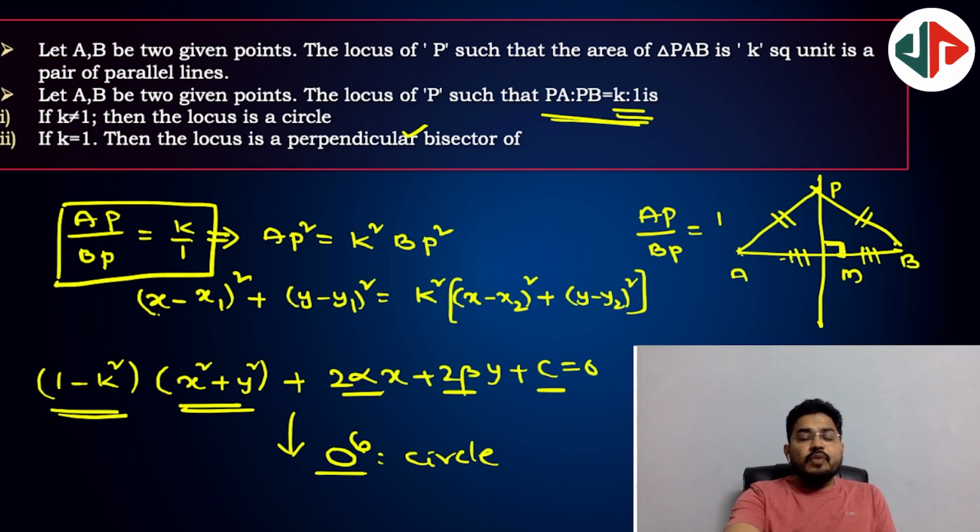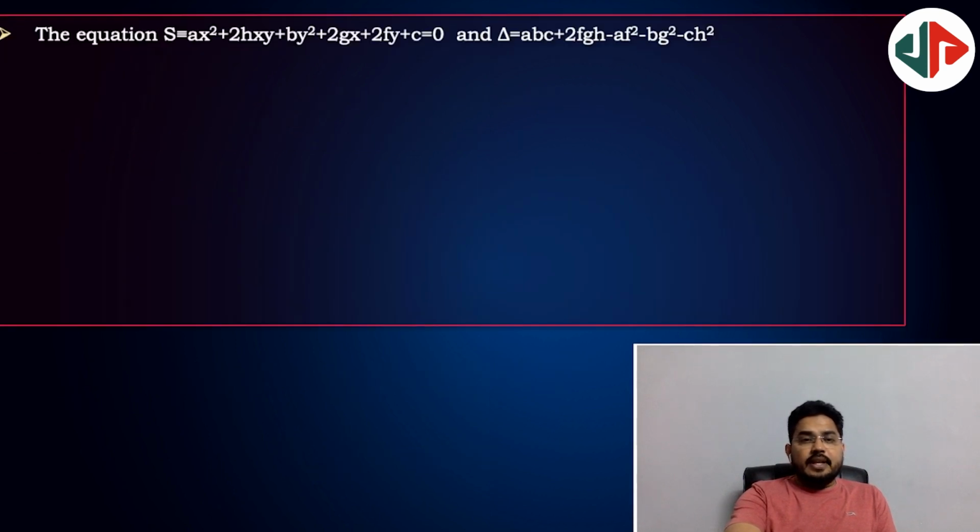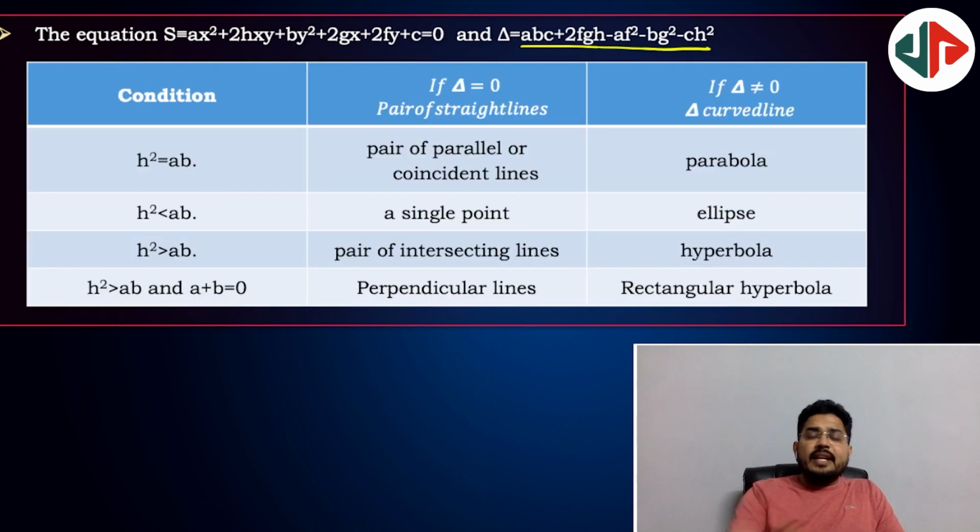Okay, moving to the next one: ax square plus 2hxy plus by square plus 2gx plus 2fy plus c is equal to 0. This is known as the general second degree equation, and here the important thing is delta, which is equal to abc plus 2fgh minus af square minus bg square minus ch square. So this second degree equation may represent a pair of lines or a parabola or an ellipse or a hyperbola.